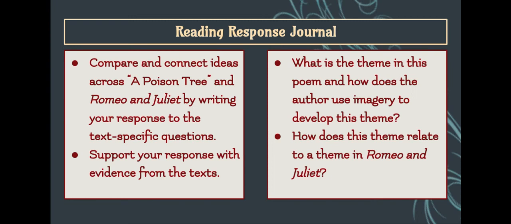Now you're going to compare and connect ideas across A Poison Tree and Romeo and Juliet by writing a response to the text-specific questions. You will write your response in your reading response journal. You will need to support your response with evidence from the text. The questions that you will be answering are: what is the theme in this poem, and how does the author use imagery to develop this theme? How does this theme relate to a theme in Romeo and Juliet?